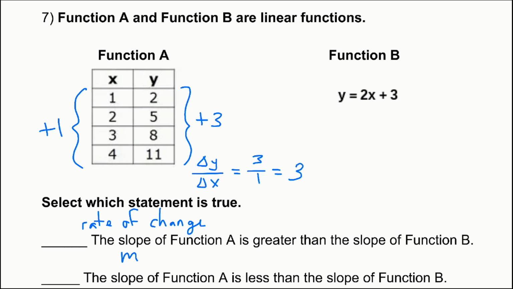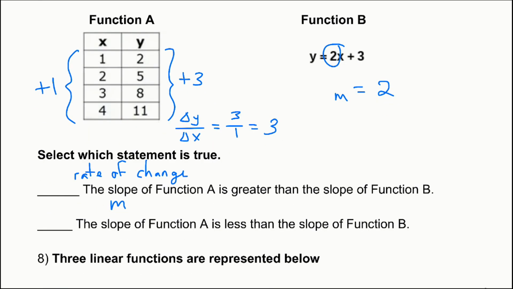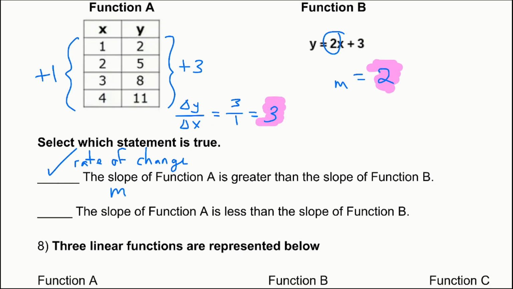For function b, m is the coefficient that's always attached to the x. So this one is 2. So which statement is true in this? Slope of function a is greater than the slope of function b. That's true. Rate of change and slope are the same thing. So the first one's true, right? That didn't take as long as I thought it was going to. It's good news. All right, number 8, last one.